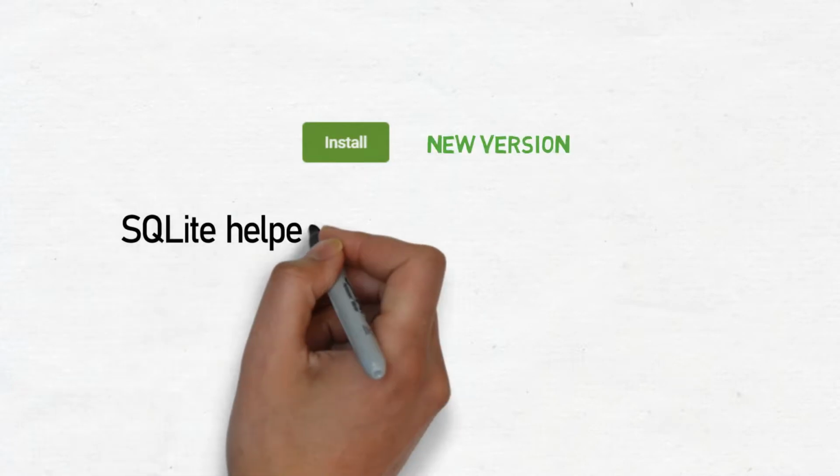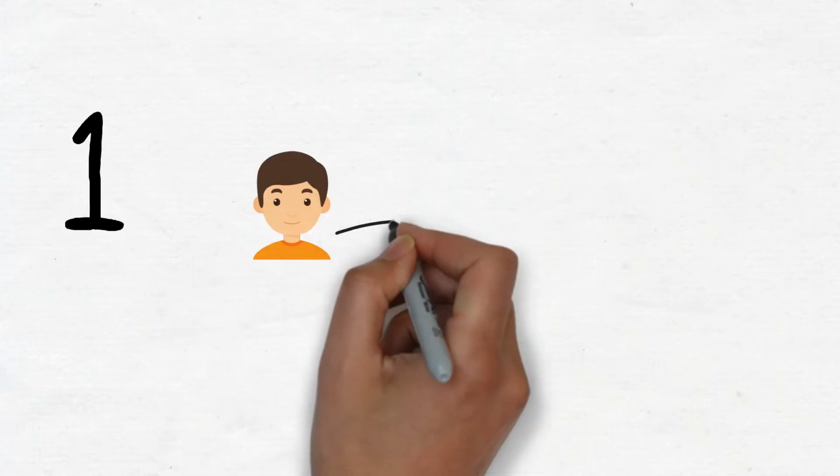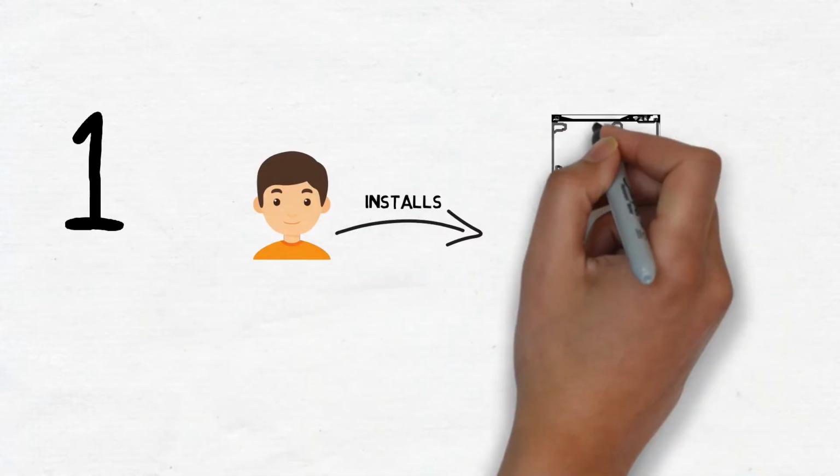Here's what happens when you release a new version of the app where you have changed the SQLite Helper version number from 1 to 2. First, the user installs the new release of the app and runs it.